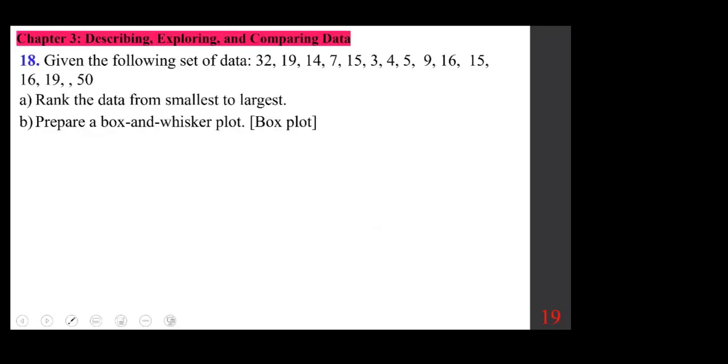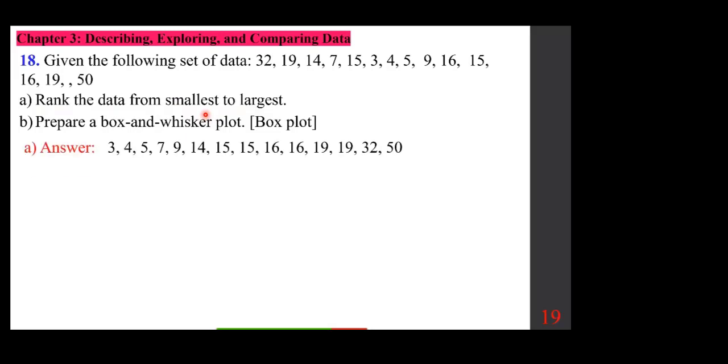Given the following set of data, we want to rank it and get a box and whisker plot. First and foremost, even if they didn't ask for part A, when we want to do this, it's really a must that we rank it. So part A many times may not even be asked. You have to rank. To come up with the box and whisker plot, there are 5 things you need.